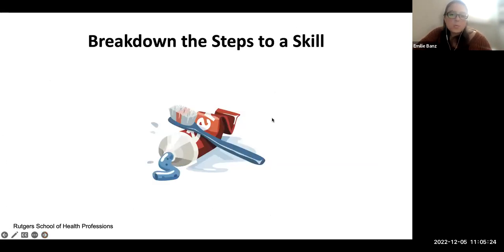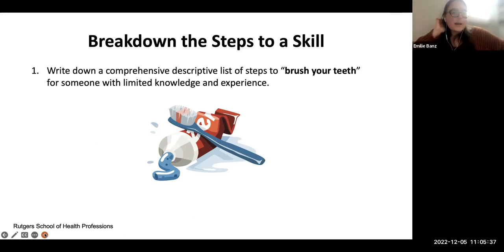So we're going to do a little bit of an activity. And like I said, you all are going to do this activity independently. We're not going to go into breakout groups. So what I'm going to ask everybody to do is write down a comprehensive and descriptive list of steps to brush your teeth for someone with limited knowledge and experience.